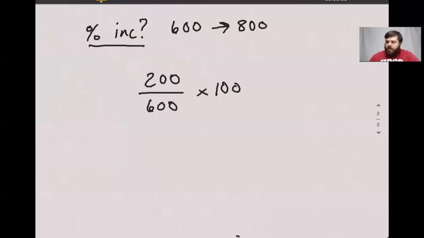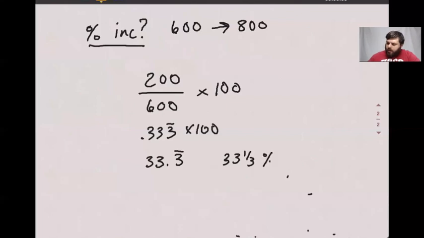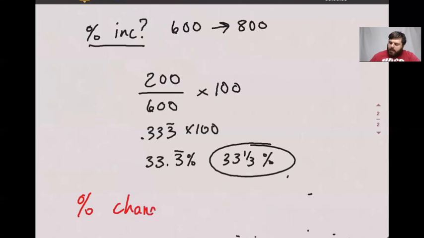200 divided by 600, which does reduce to 1/3, is 0.3333 repeating. If I multiply that by 100, I get 33.3 repeating, or 33 1/3. Now remember, this is a percent. I need to make sure I label that as a percent. So that's basically it for percent increase. One thing to remember is if you see percent change, you won't usually see percent change, but if for some reason you did, then the sign would make a difference here. So you'd have to make sure that this was a plus 200. A positive number means that it is an increase.